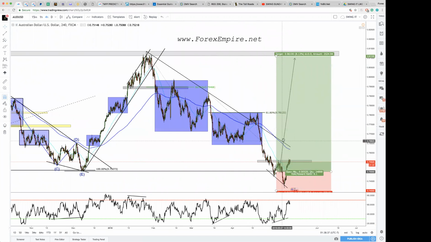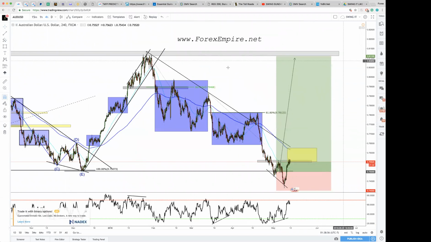Now what we're going to expect is probably a break of this small resistance and then consolidation. It might be a week long, but right about this gap right here, there's going to be a level 1 consolidation, probably a level 2 here, and then the M formation right about there, or maybe halfway through. So all we've got to do is just watch how the market plays out and then react to it. So far so good with AUD USD.